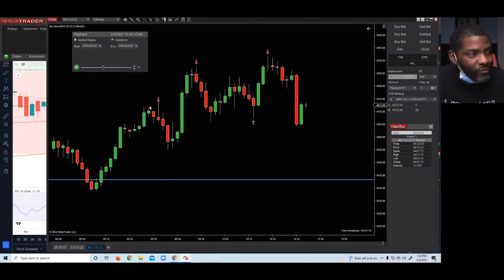We got the first swing high, second swing high, third swing high. So you got three swing highs. You know what I'm saying? You're making a higher high, higher low, higher high, higher low, higher high. Break the most recent low, right? Now, once you break that low right there, you're looking to get back in.